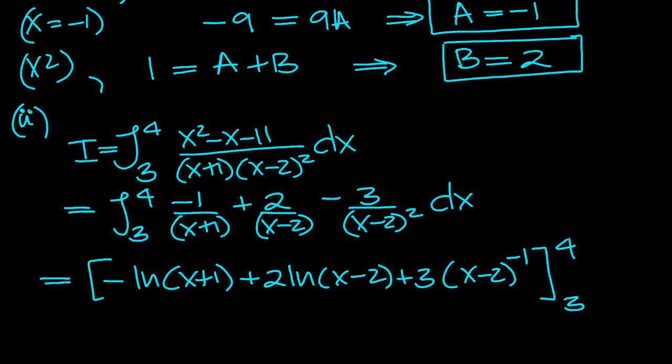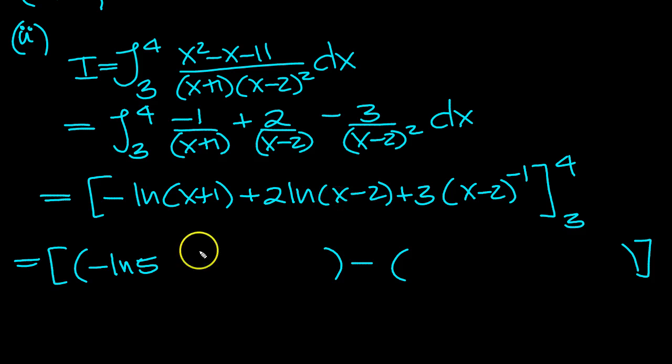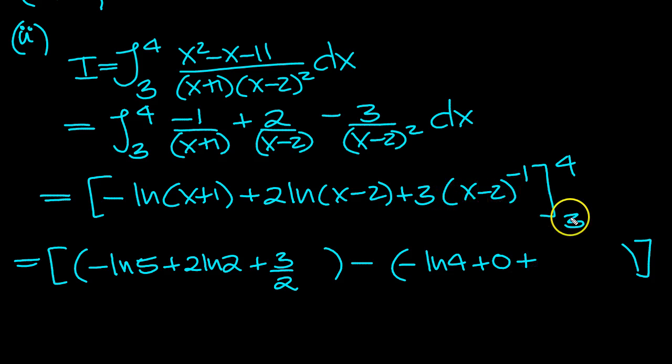So let's work out these values then to get the final answer. So leave ourselves plenty of room. Top value take bottom value. So put 4 in, minus ln 5, plus 2 log 2. And put 4 in here, 4 minus 2 is 2, and it's 3 over 2 then. Now the bottom value of 3 in here, minus log 4. 3 in here, log 1 is 0, so that's a 0. Plus 3 lots of, and this is 3 minus 2 is 1, 3 over 1 is 3.